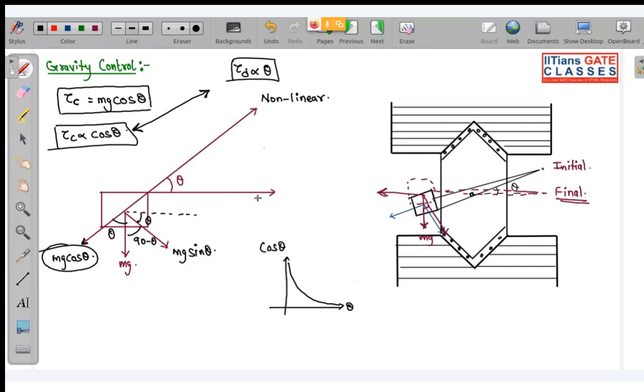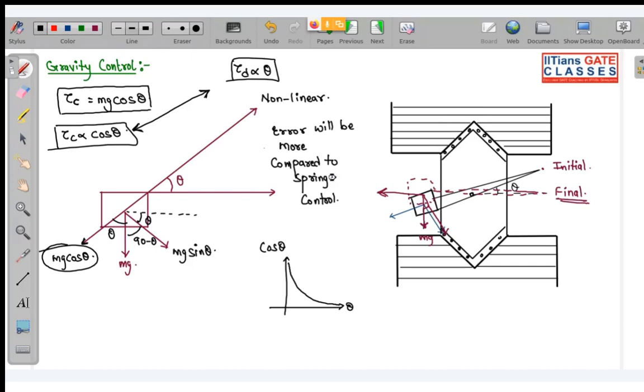So this is a non-linear relationship, so that is why error will be more compared to spring control. Remember this point. Why? Because there is a non-linear relationship between the controlling torque and the deflecting torque. Due to that, error will be maximum. Is it clear? Any doubt in this?